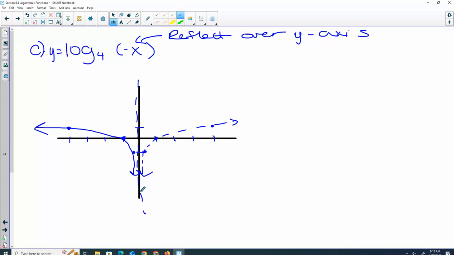What is the domain of this one? And range every time is negative infinity to positive infinity. All right. Any questions on these graphs? Do we need more examples with graphs?